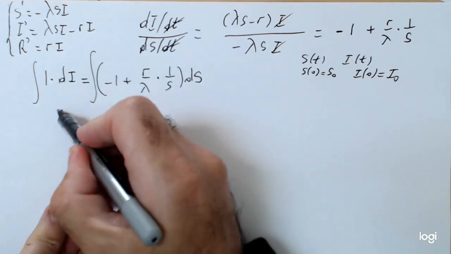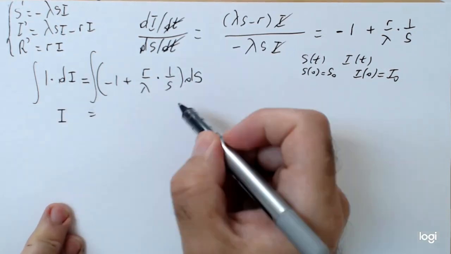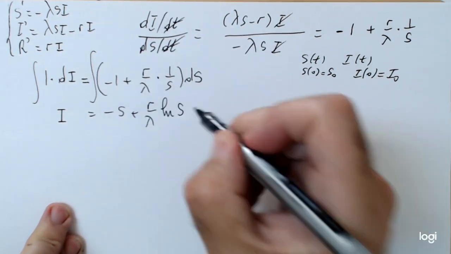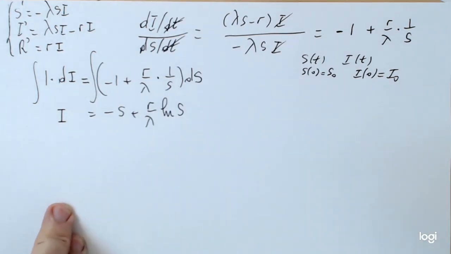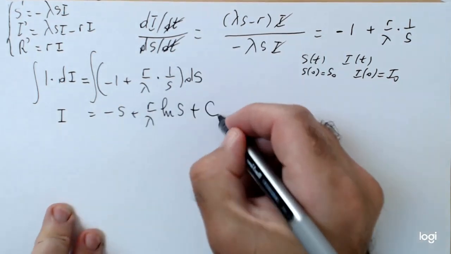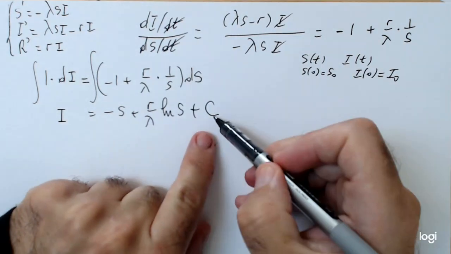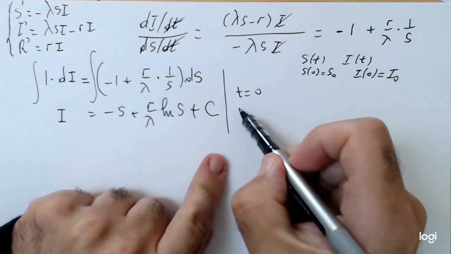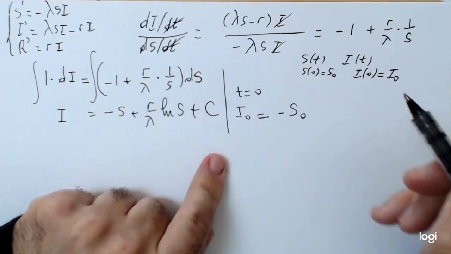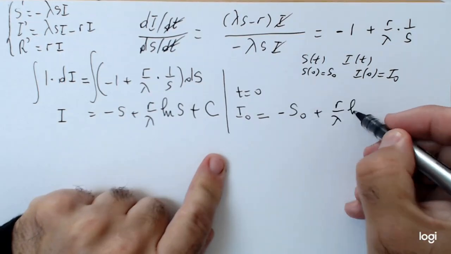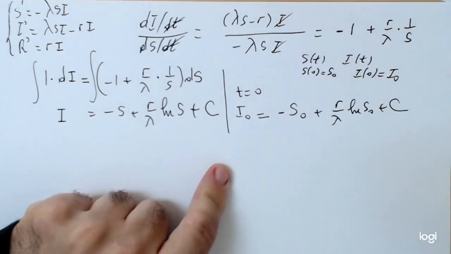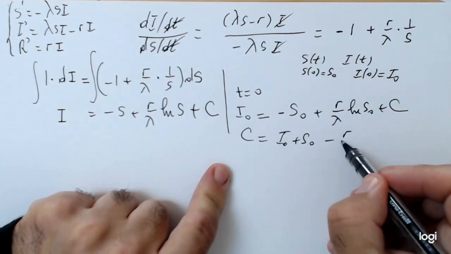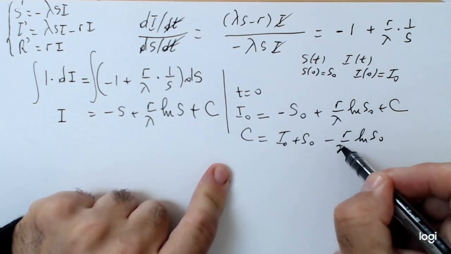So the left side is just I, the integral of 1 dI. The right-hand side is minus S plus R over lambda, natural log of S, and plus a constant of integration. So let's pay attention here, because this constant of integration comes from the initial condition. So after I replace t with 0, this whole equality becomes I naught equals minus S naught plus R over lambda ln of S naught plus a constant C. So the constant of integration is given by this.